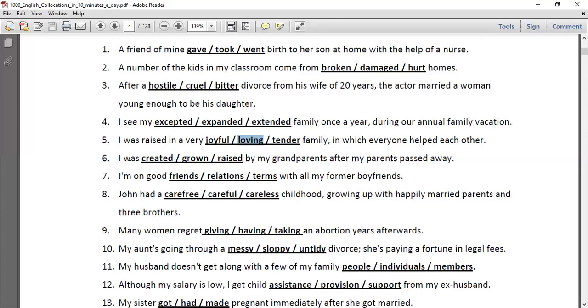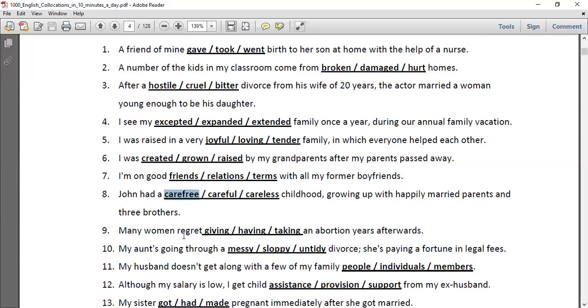Number 6, I was raised by my grandparents. I was raised after my parents passed away. They looked after me after the death of my parents. Number 7, I'm on good terms with all my former boyfriends. Okay, number 8, John had a carefree childhood growing up with happily married parents.